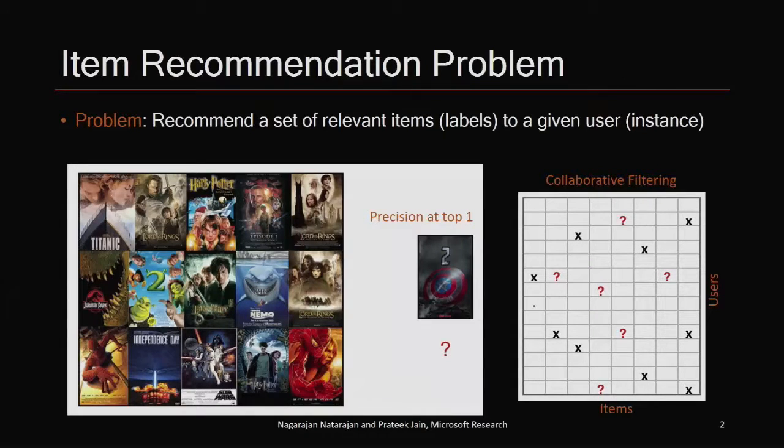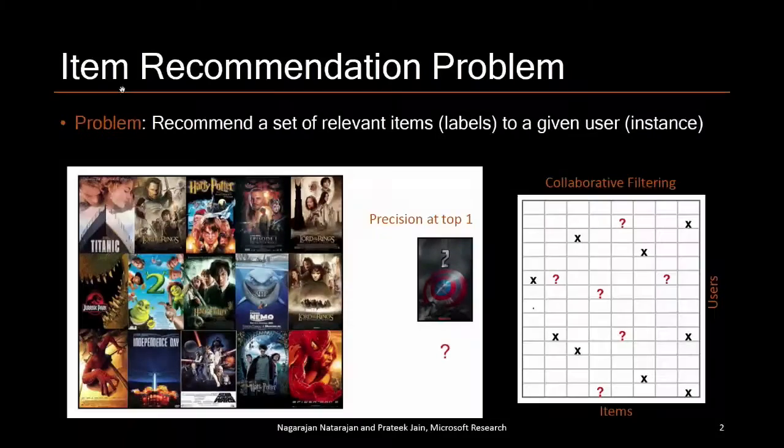If you attended Manik's talk in the morning, much of the motivation in this talk is shared with what he was talking about, in terms of looking at the right evaluation metrics when you want to solve these recommender system problems or multi-label prediction problems. In the typical item recommendation problem, you are interested in recommending a set of items or labels to a given user or instance. In the movie recommender setting, you want to recommend one or a few movies to the user, and you want to be right in the top few items that you present.